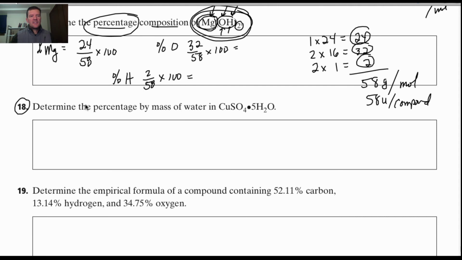I'll let you do 18. Notice it's asking for the percent by mass of water. So you'd find the total mass of all of this, and then find the mass of just the 5 moles of water, and take the mass of the water divided by the total. Okay?